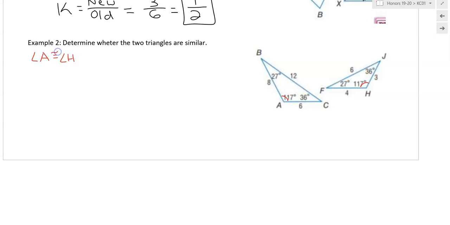Forgot my squiggly. B is 27 degrees. I do have a 27-degree angle here in F. Sorry, don't need that. So those are congruent. And then angle C is 36 degrees and angle J is 36 degrees. So again, those are congruent. Great, I have all my angles congruent.